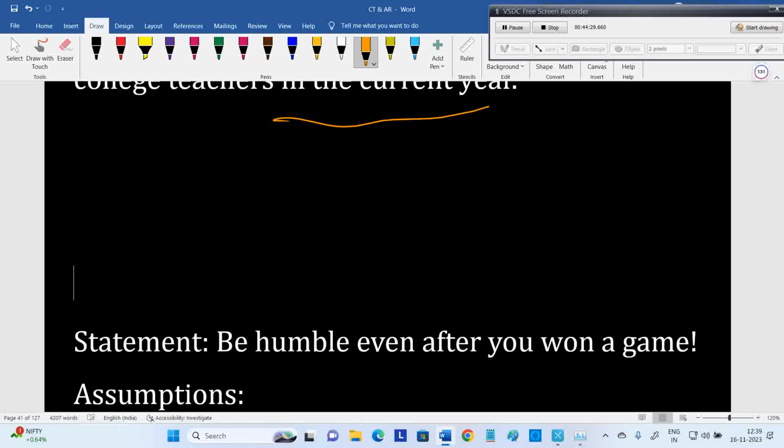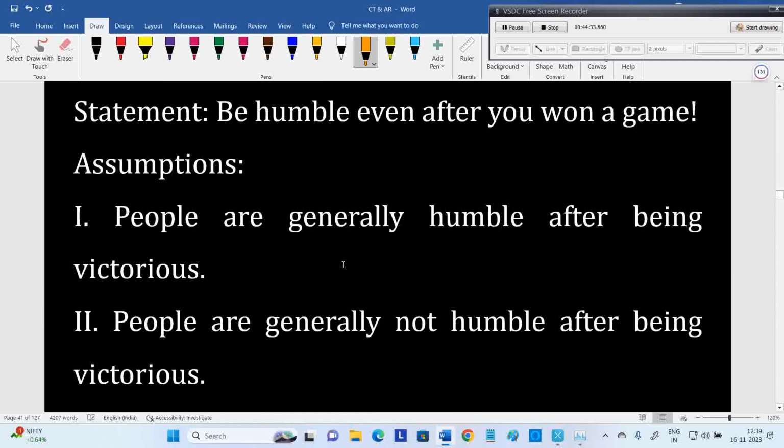Now again, statements and assumptions. Be humble even after you win the game. They stress the words even after. Assumption one: people are generally humble. Why would he give that statement? Why is he telling that? Even if you win, be humble. If people are generally humble, why would they give the statement? People are generally not humble after being victorious. He is requesting you to be humble even after you win the game. So the second assumption is correct.